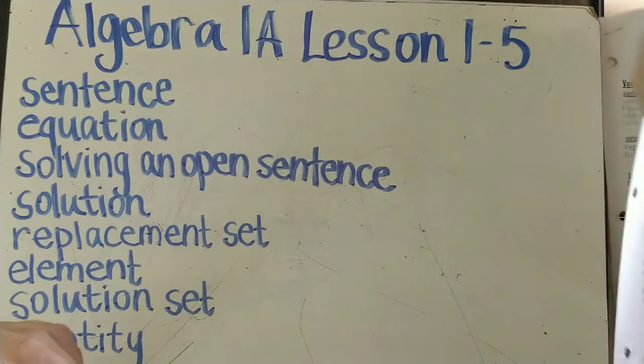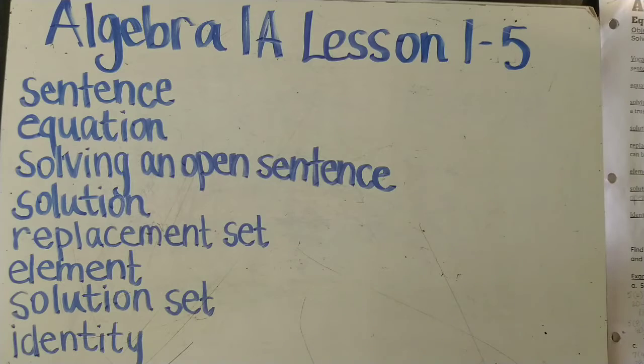So let's look at the objectives. Solve equations with one variable. The vocabulary: open sentence, a mathematical statement with one or more variables. Equation, a mathematical sentence that contains an equals sign. Solving an open sentence, finding the replacement value for the variable that results in a true sentence or an ordered pair when substituted into the equation. Solution, a replacement value for a variable in an open sentence.